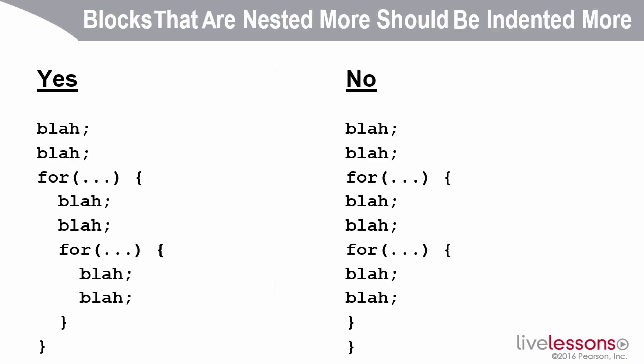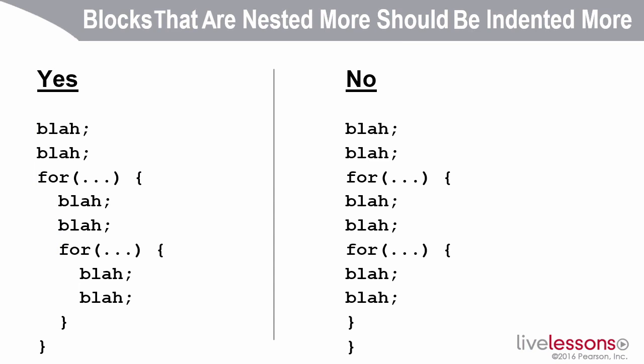So let me give some examples. Whenever you open a curly brace, you ought to indent. So I have a bunch of code and it's indented here. But then I have a curly brace. So the code inside the loop, inside the for statement, ought to be indented. And if I have a loop inside my first loop, a nested loop, and it has another curly brace, I should indent more. So the code on the left is considered correct.